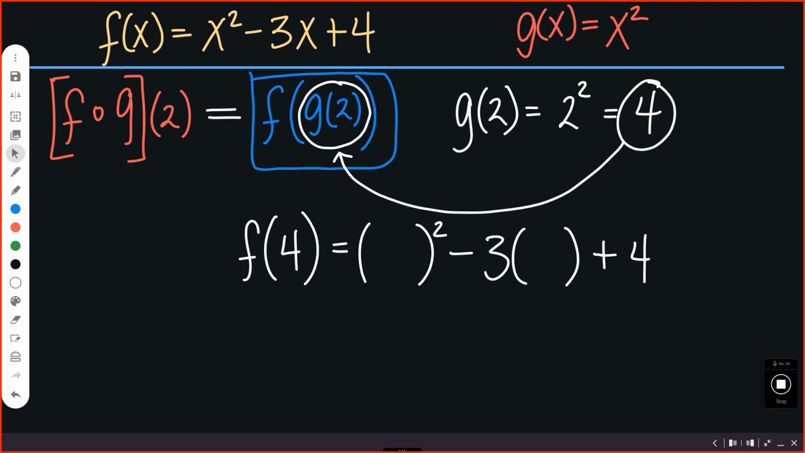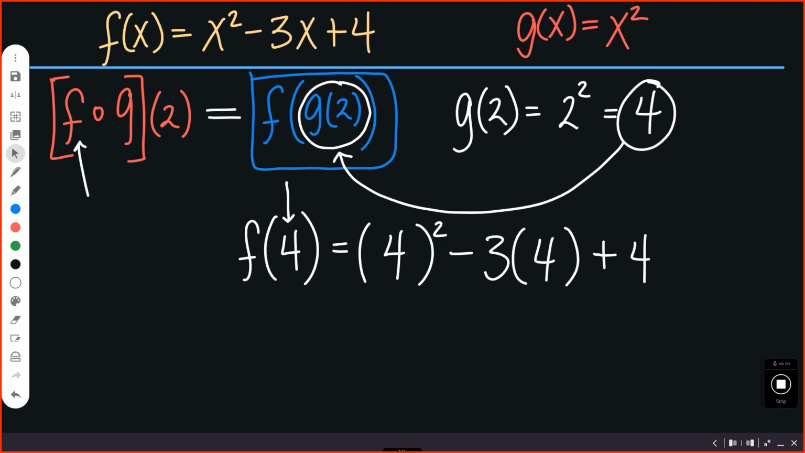I like calling this the structure of the function, which is always symbolized as the first function. So in these parentheses is where all the x's are, and now I'm replacing it with 4. So instead of writing x, I'm going to write 4 and 4.